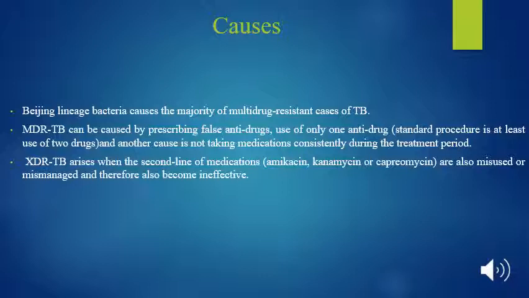As we saw in the earlier slide, TB should be treated with a course of 4 standard or first-line anti-TB drugs. MDR-TB can be caused by prescribing wrong medications, use of only one medication, while the standard treatment is at least 2 drugs, and another cause is not taking medications continuously during the treatment period. XDR-TB can develop when the second line of drugs such as amikacin, kanamycin, or capreomycin are also misused or mismanaged and therefore also become ineffective.